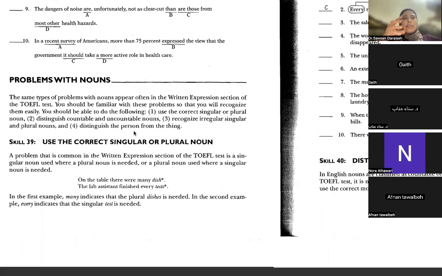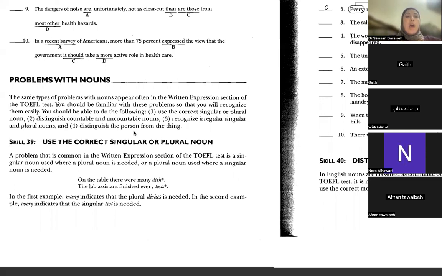Countable means it has a certain spelling in the singular and a different spelling in the plural. Spelling means the way you write it. It's different, not exactly the same. Even if the difference is just one letter, that means it's a difference. And that's when we say that the noun itself is countable.